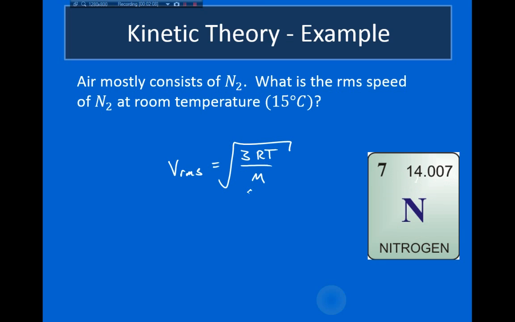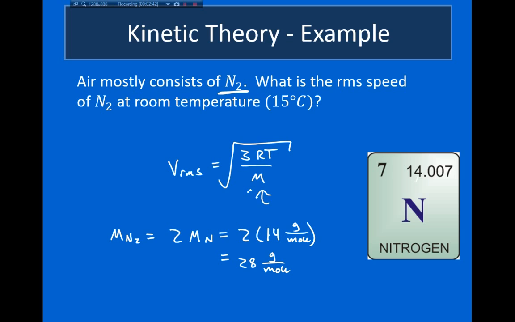If we look at the periodic table, we see that the molar mass of nitrogen is equal to 14 grams per mole. So what I need to do is plug in m, but actually we need to be a little bit careful because we're looking at molecules of nitrogen. So the molar mass of N2 is equal to 2 times the molar mass of a nitrogen atom. So that's going to be 2 times 14. And we need to be careful, this is grams per mole. So this is 28 grams per mole, or 2.8 times 10 to the minus 2 kilograms per mole.